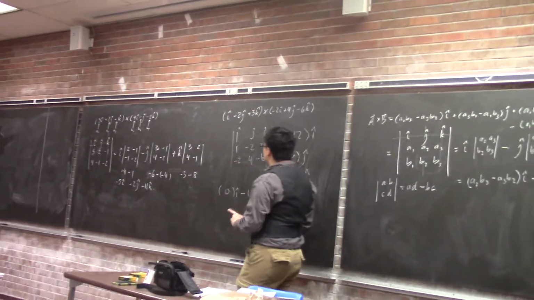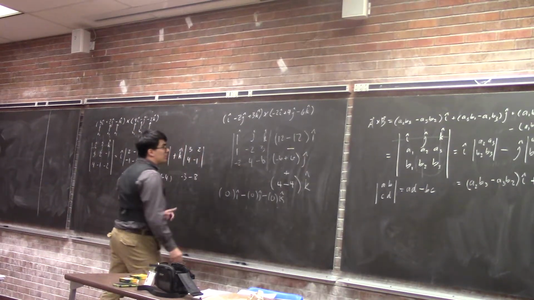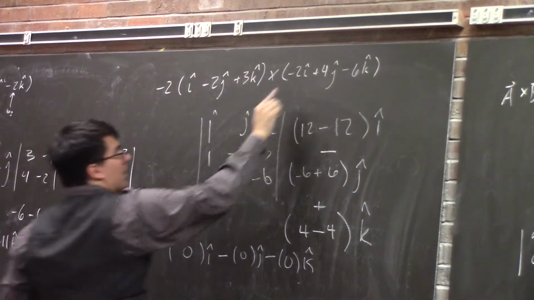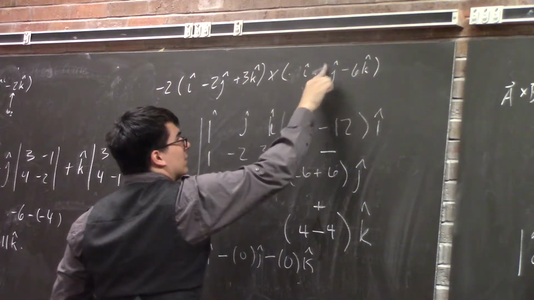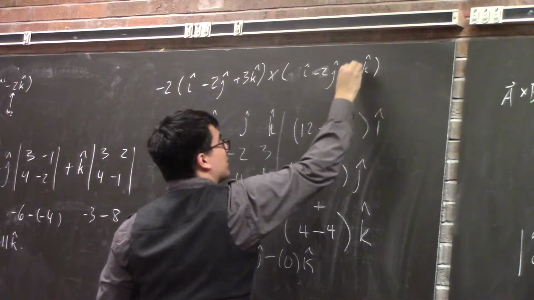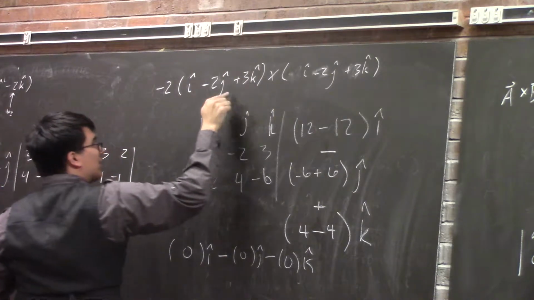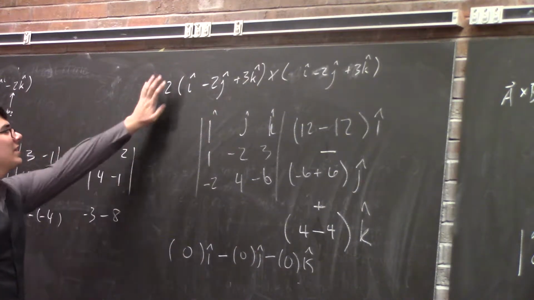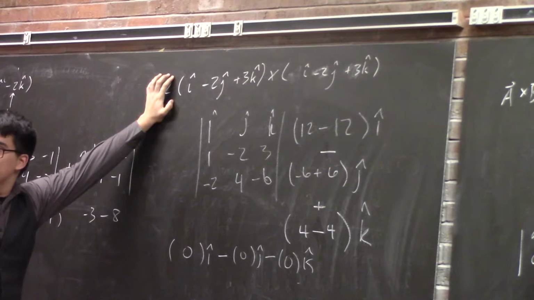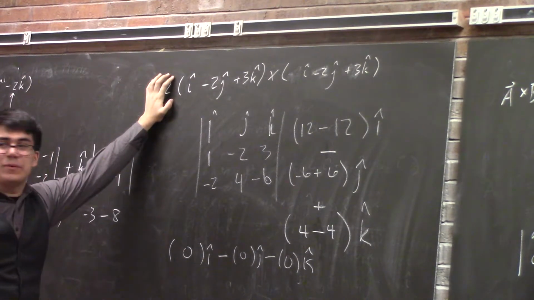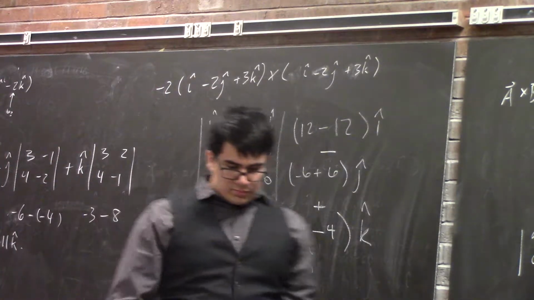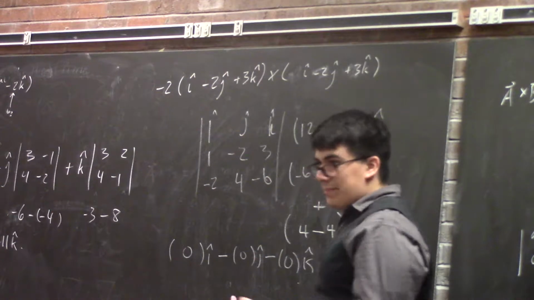Now, for the extra vigilant of you, you might have noticed that if I factor a negative 2 out of this, I just get i minus 2j plus 3k, which is exactly what this vector is. So I'm essentially taking a vector and I'm taking the cross product with another vector. Awesome, that's exactly what we're supposed to get because they're parallel. Alright? That makes sense actually.